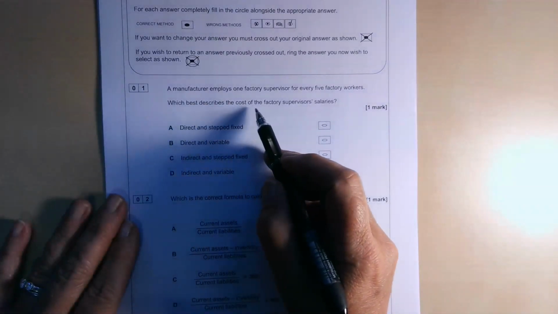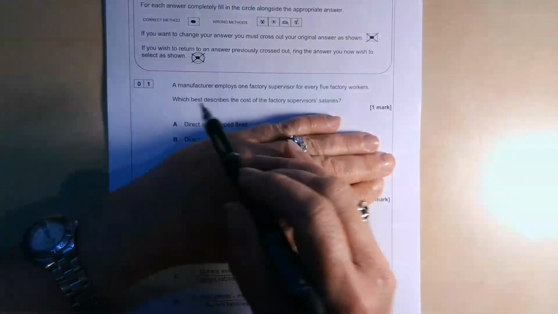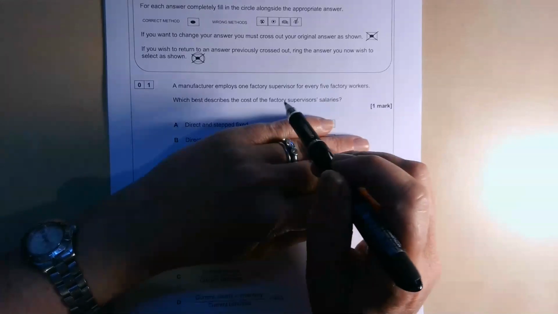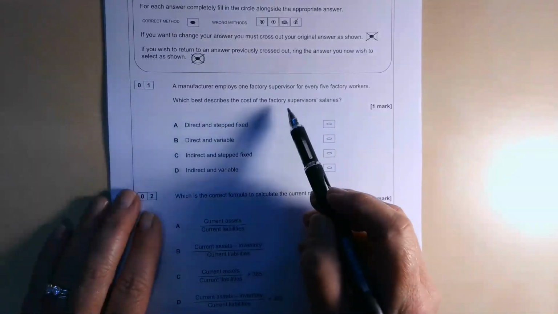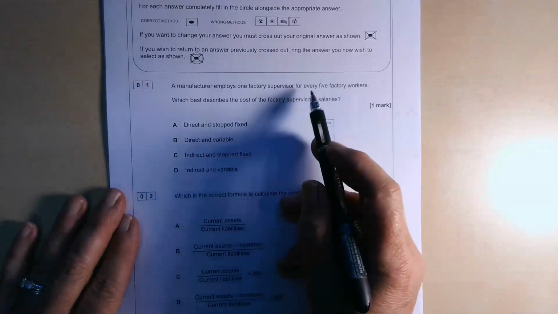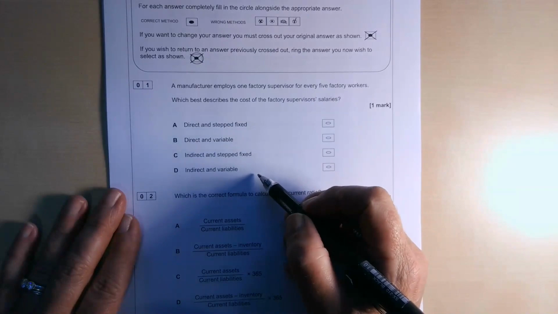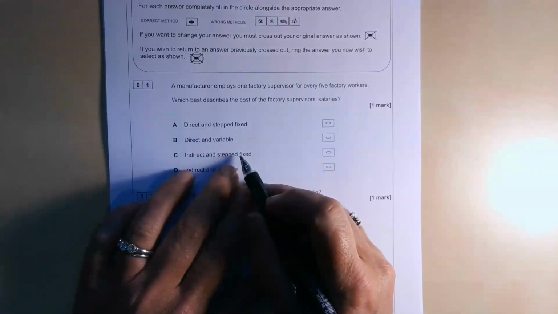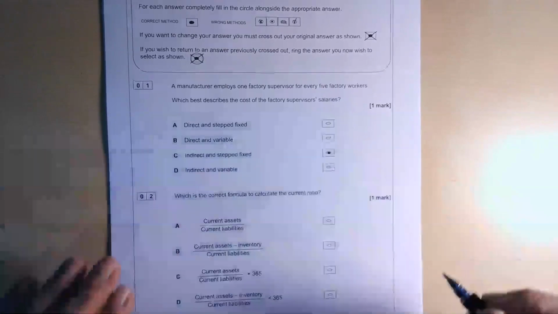Which best describes the cost of the factory supervisor's salaries? Without even looking at the answer, let's just think about what that might mean. So in terms of the cost of the factory supervisor's salary, they're an indirect cost. These supervisors are not directly involved making units of output, and they are going to be a stepped fixed cost, because every time we get 5 extra factory workers, we need another supervisor. So the correct answer is that they're going to be indirect and they're going to be stepped fixed. So the answer there is C. So we'll colour that one in.